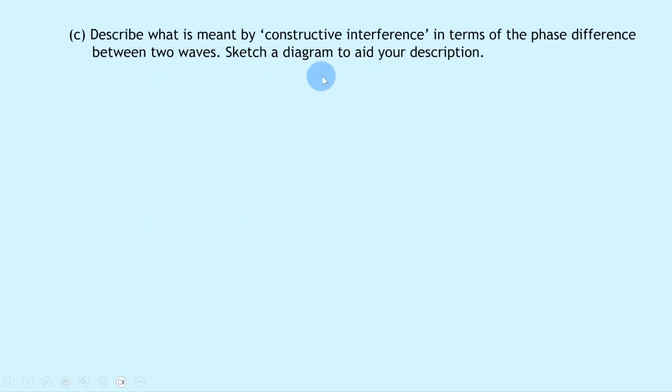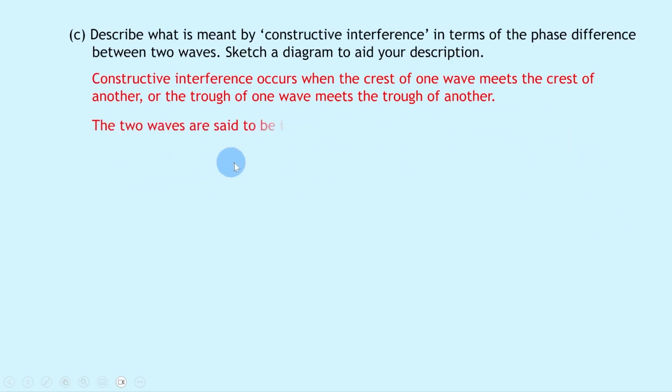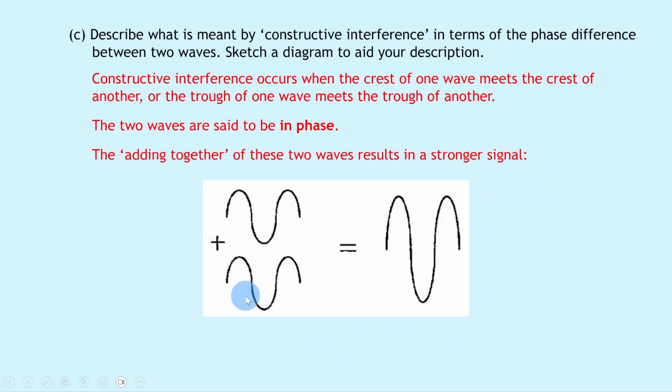Part C says describe what is meant by constructive interference in terms of the phase difference between two waves. Sketch a diagram to aid your description. Well, we could say that constructive interference occurs when the crest of one wave meets the crest of another, or the trough of one wave meets the trough of another, and the two waves are said to be in phase. The adding together of these two waves results in a stronger signal, one of twice the amplitude or twice the energy. And it would look something like this. So if you're overlapping one wave with another where the crest meets crest and trough meets trough, you'd get a wave of twice the amplitude.